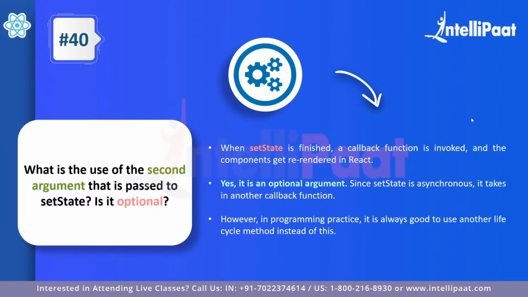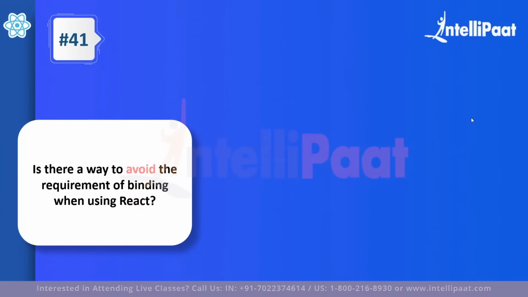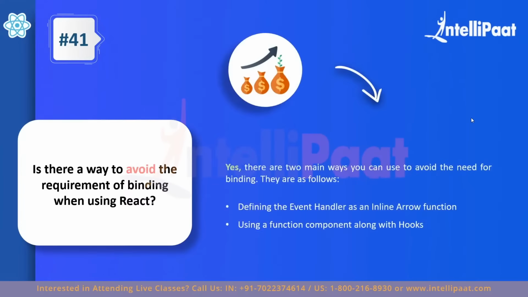So with this, guys, we come to question number 41. The 41st question states, is there any way to avoid the requirement of making use of binding whenever we make use of React? The simple answer to this is yes, we can actually avoid binding when we're making use of React, and it is done in two ways. One is that you can define an event handler as an inline arrow function, the arrow function that we discussed in the previous couple of questions, and secondly, you can make use of a function component and use it with hooks to make sure that you do not have to bind any component to each other. So either by making use of the arrow function or by making use of hooks, you can avoid the need of binding in React.